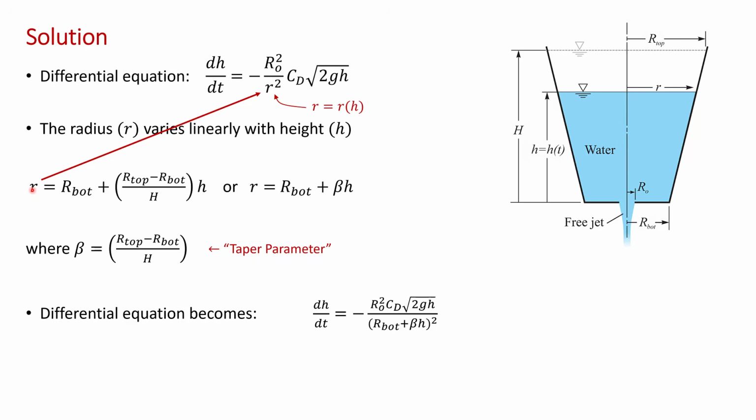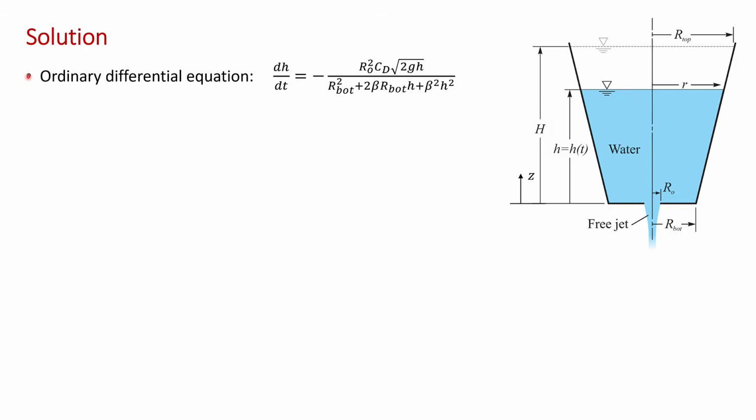So next I've substituted our linear expression for radius into our differential equation, and we get this expression. Next, I've just expanded the square in the denominator. You can check my algebra. So that's the final form of the differential equation for the variation of liquid height with time. From here, the solution is basic calculus, so I'll go over it quite quickly.